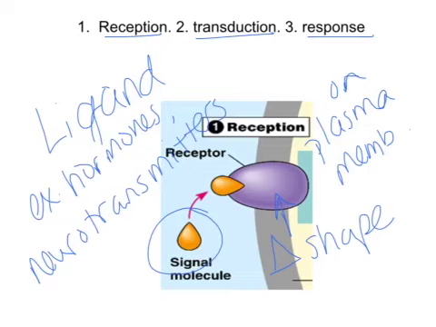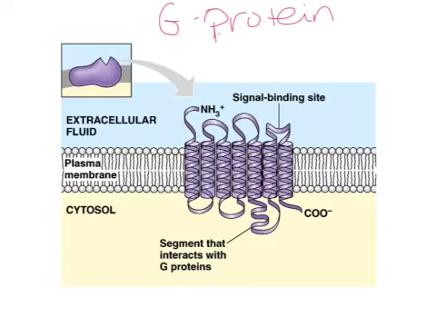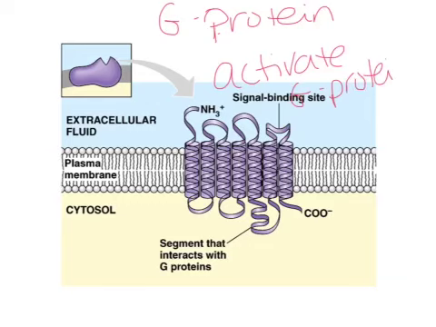So let's take a look at the different kinds of receptors. There are three basic kinds of receptors. The first receptor we have here is called a G Protein-Linked Receptor. G protein-linked receptors activate G proteins. So our G protein receptor is going to activate the G protein.